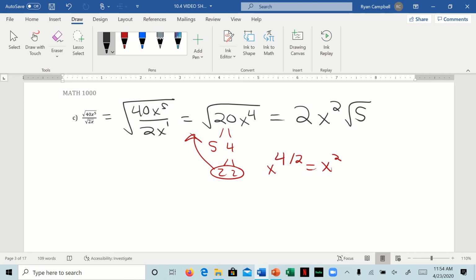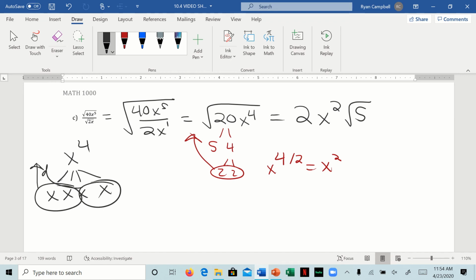So if that didn't make any sense, we can show you, right? So this means there are 4 x's, so x times x times x times x. So one group of x's can come out, another group of x's can come out. So essentially, since this index is a 2, we can just do 4 divided by 2, which is x squared, because x times x is x squared. Good. Final answer.